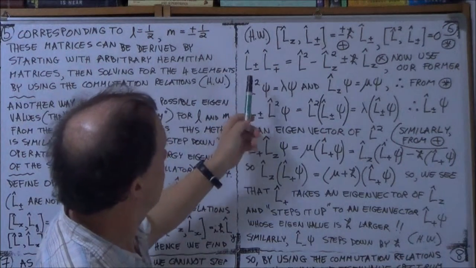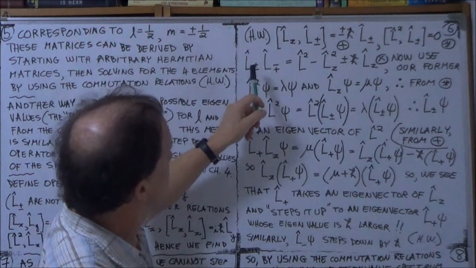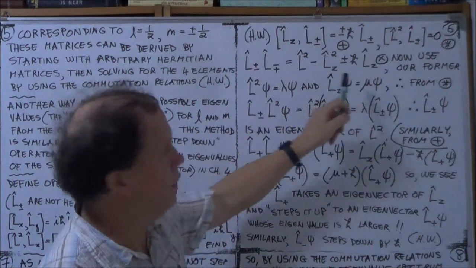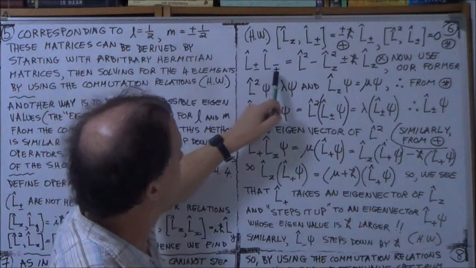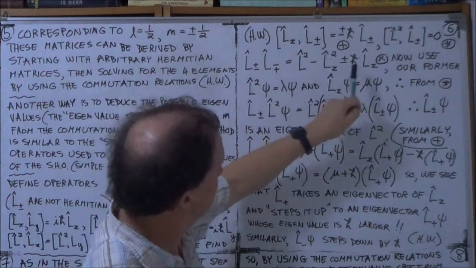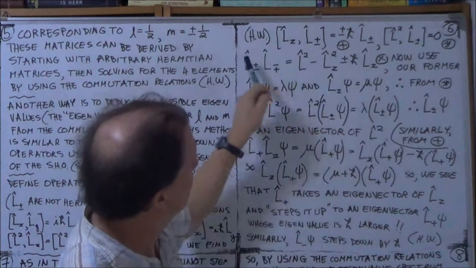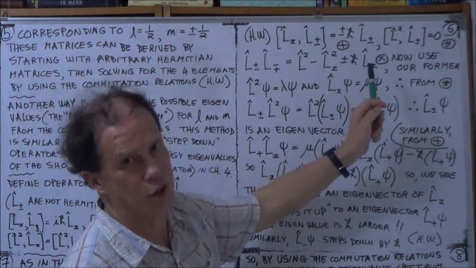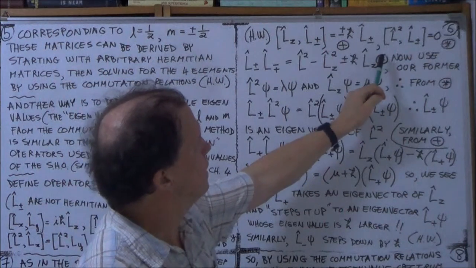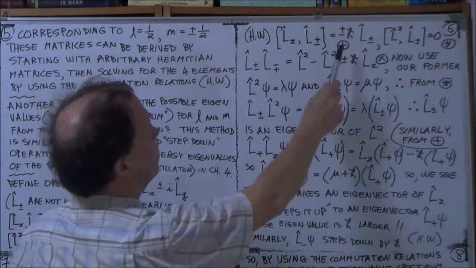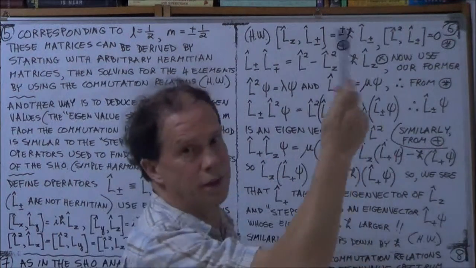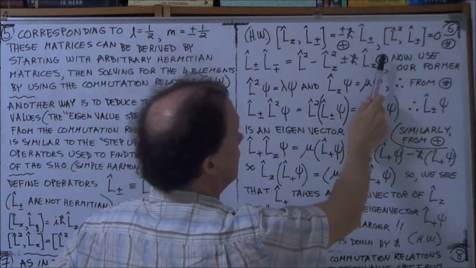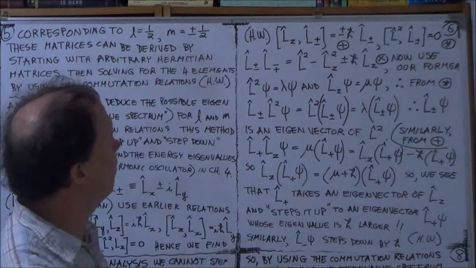And here's the third one. L plus times L minus is this. Show that that's the case. Or L minus L plus is this, but with a minus here. And that relation, the two of them, I've labeled X circle. So I've got three equations, or pairs of equations, labeled by plus circle, star circle, X circle.